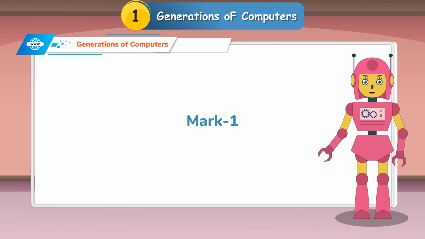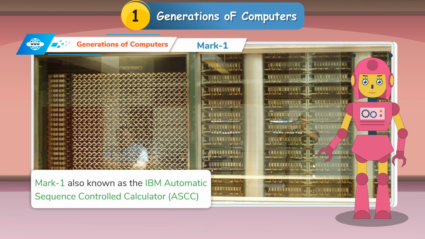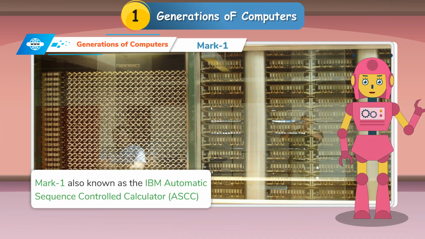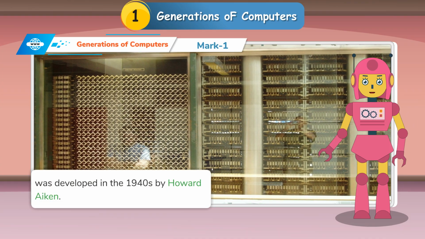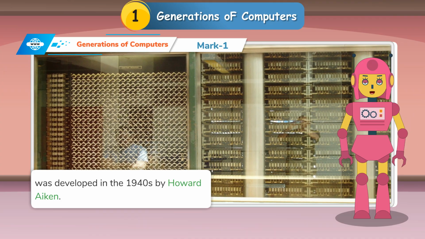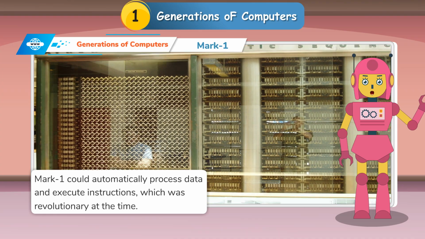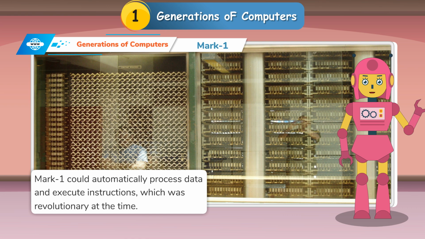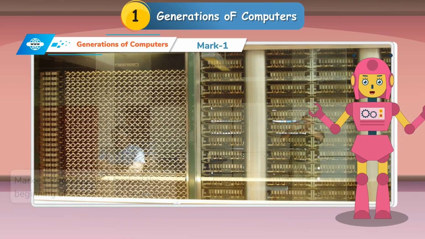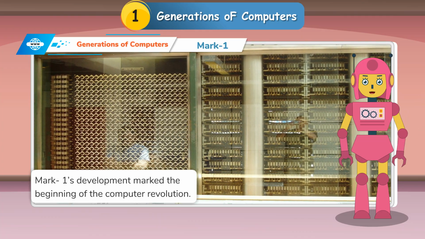Mark I. Mark I, also known as the IBM Automatic Sequence Controlled Calculator (ASCC), was developed in the 1940s by Howard Aiken. Mark I could automatically process data and execute instructions, which was revolutionary at the time. Mark I's development marked the beginning of the computer revolution.